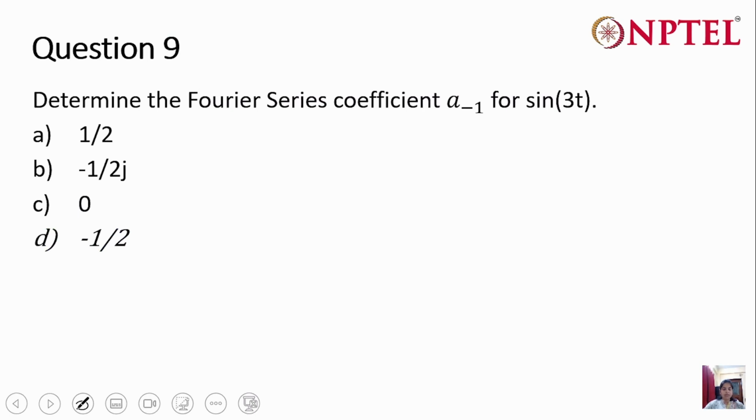Determine the Fourier series coefficient a minus 1 for sine of 3t. We just saw the formula for ak. So in that you have to put k equal to minus 1 and your x of t is sine of 3t.